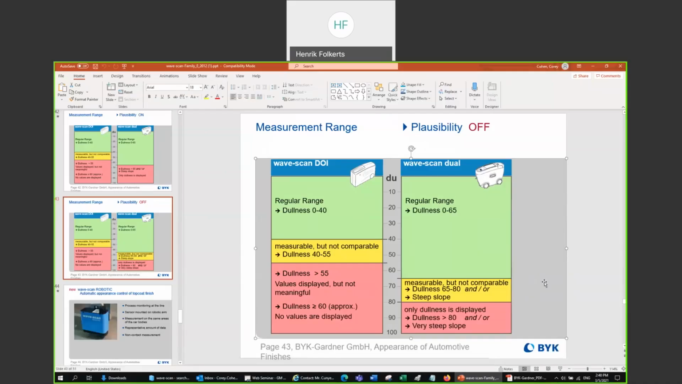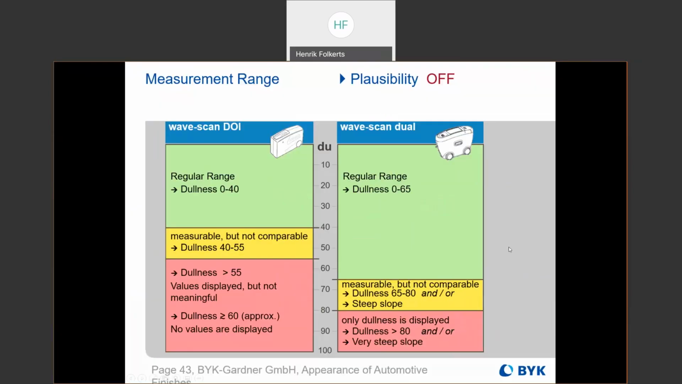So this is comparing the Wavescan Dual to our old Wavescan DOI, but the comparison is the same between the Wavescan 2 or the Micro Wavescan and Wavescan Dual. The reason it's called the Wavescan Dual is it has a dual light source that allows it to measure to a higher dullness range.